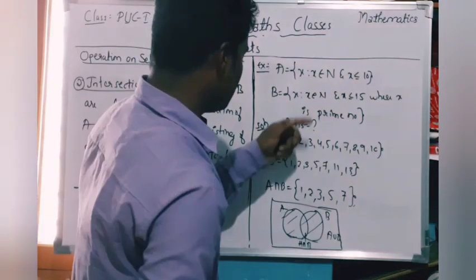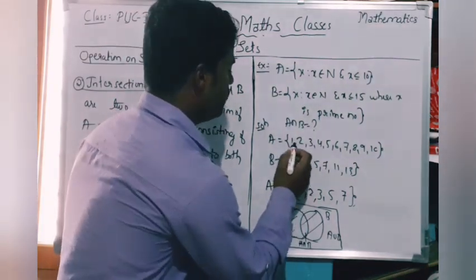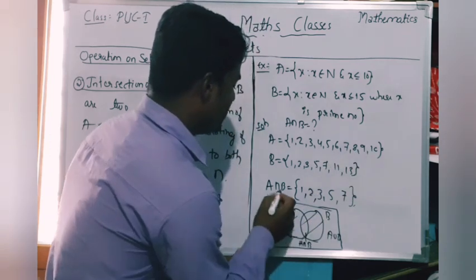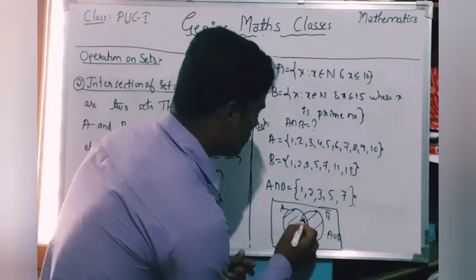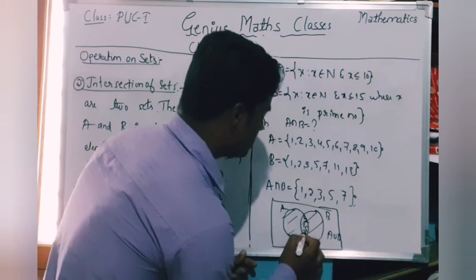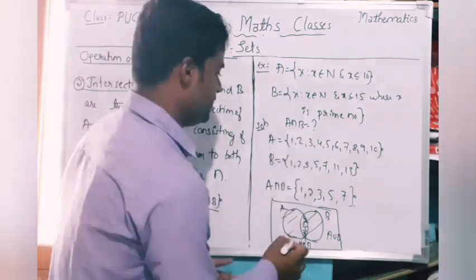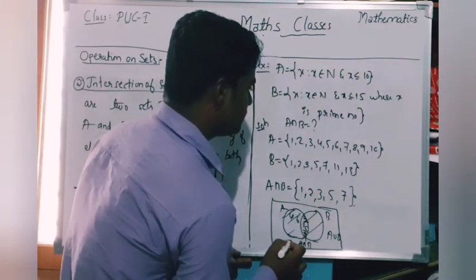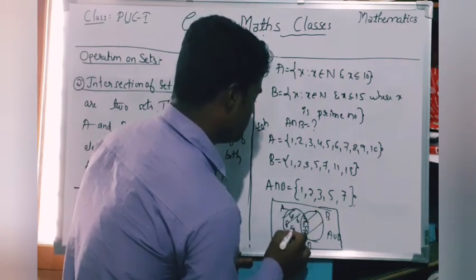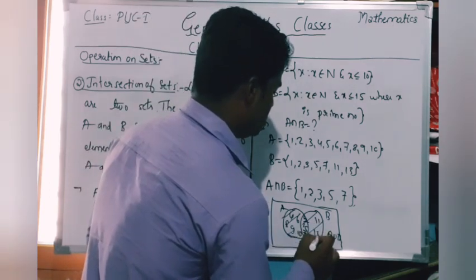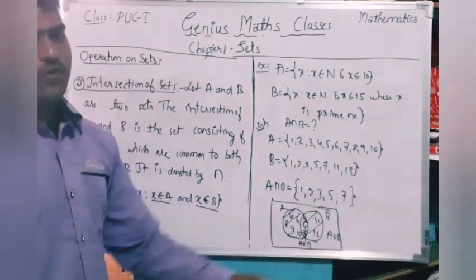So what are the elements that come here? 1, 2, 3, 4, 5, 6, 7, 8, 9, 10. But A intersection B is the common part between these two, so we write here 1, 2, 3, 5, 7. Except these, we can write 4, 6, 8, 9, 10 here, and here 11, 13. So this is about the Venn diagram.